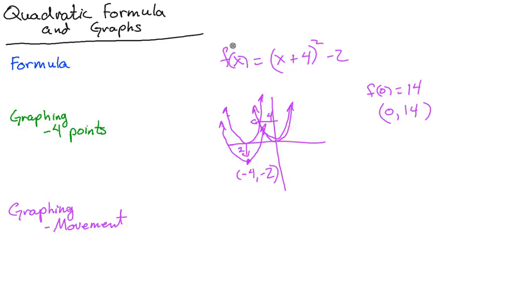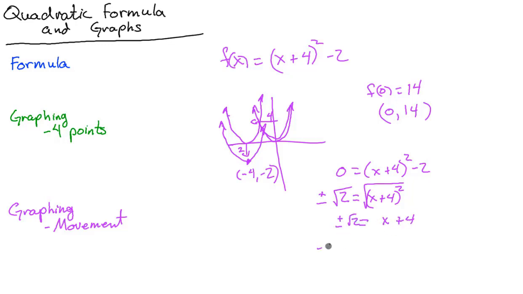Now X-intercepts, when we stick in 0 for y, we have 0 equals x plus 4 squared minus 2. Notice we're already in a completed square form. This actually makes it really easy. Add 2 over here, x plus 4 squared, there's an equal sign there. Square root, plus or minus, and we are at x plus 4 equals plus or minus square root of 2.